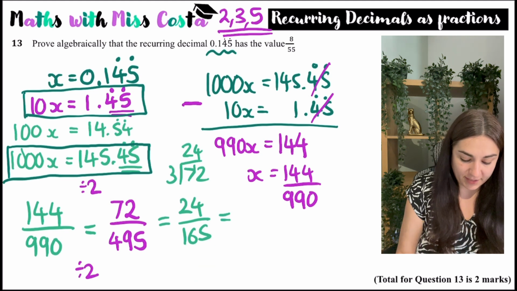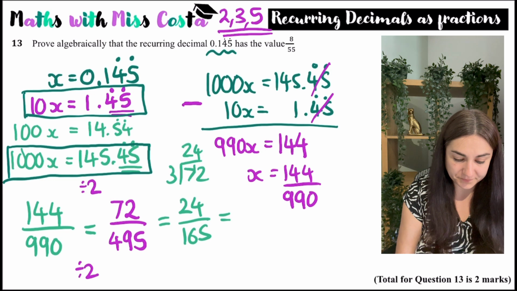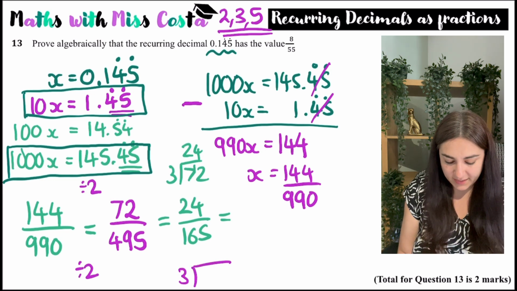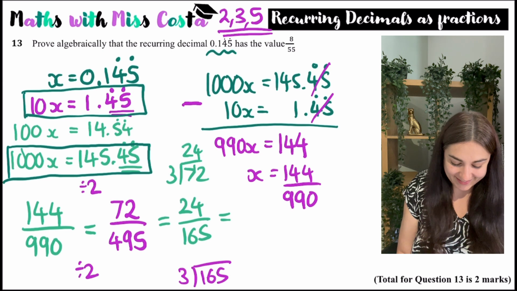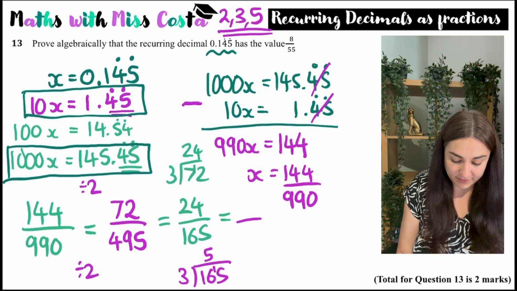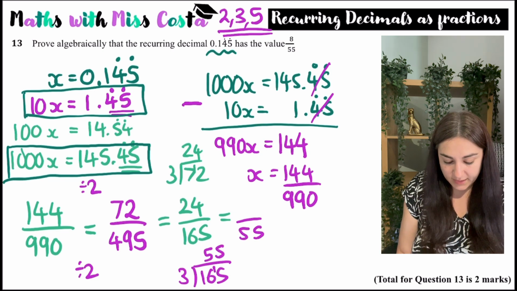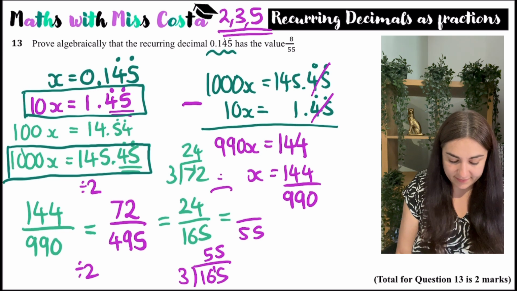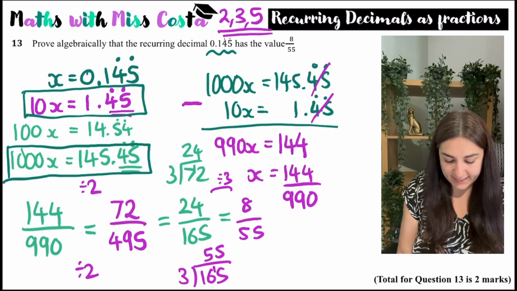Now, what can I divide by again? Well, 3 maybe. So let's see, 3's into 165: 3's into 15 go 5 times, and 3's into 15 go 5. My goodness, what is going on with my mental maths? So that would be 55, and 24 divided by 3 is 8.